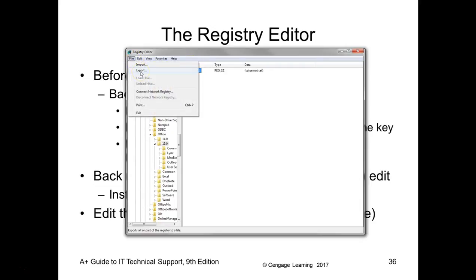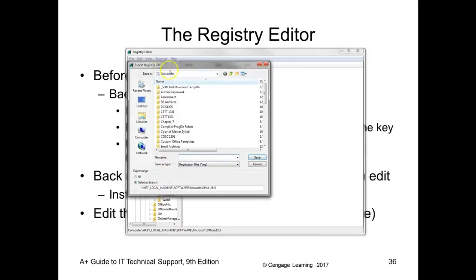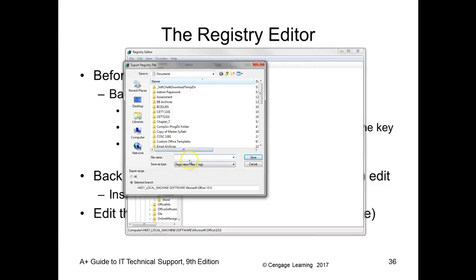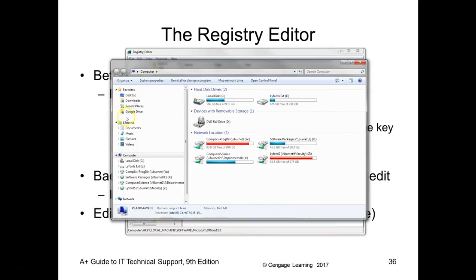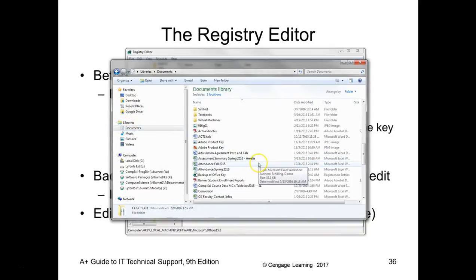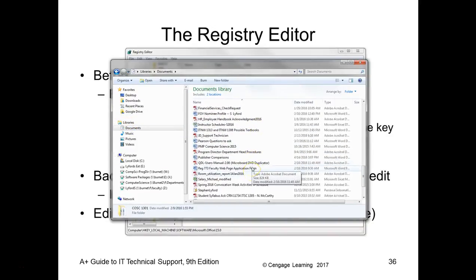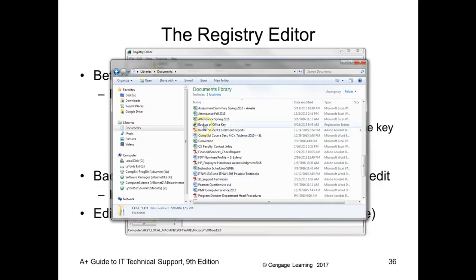Basically you can replace this export with save. So when you click export, it's actually going to let you choose. Let's just say it's called backup of Office key. And you click save. Now if I go and look at that location under documents, I just got to find it here. There it is right there. That's the icon for registry right here.